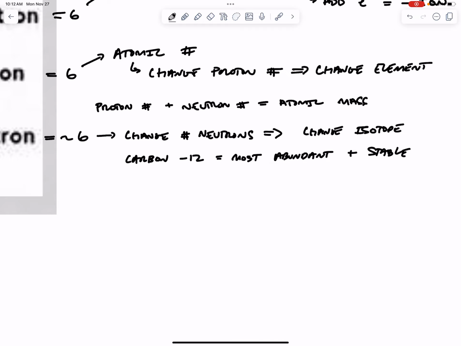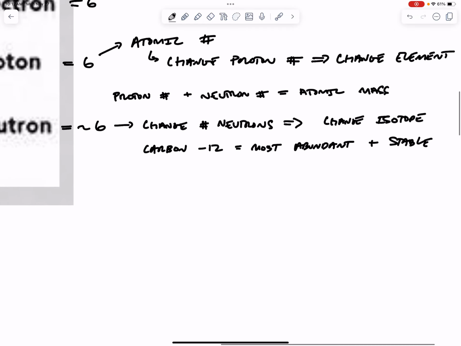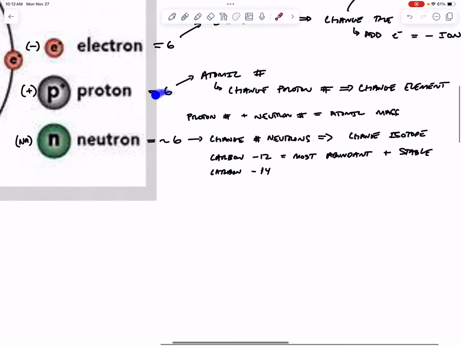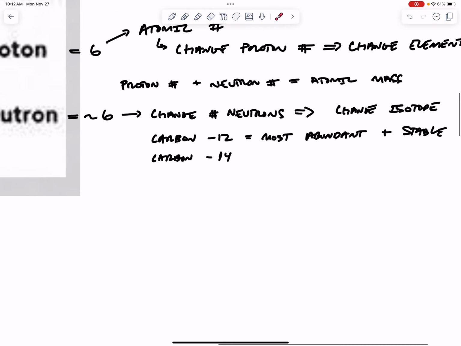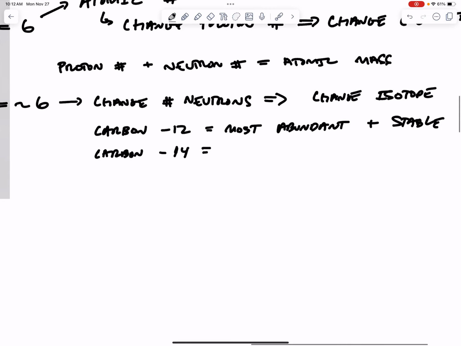But if we were to change the number of neutrons in the nucleus to create carbon-14, we keep the proton number the same, because if we were to change the number of protons, we'd actually change the element. But if we add 2 neutrons to the situation, so now there are 8 neutrons, we create carbon-14, and this is a radioactive isotope.